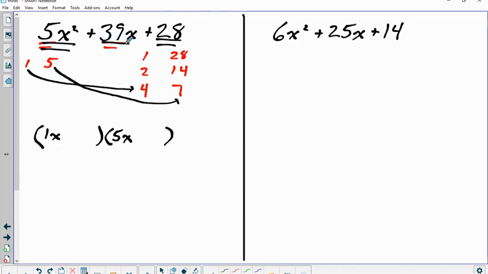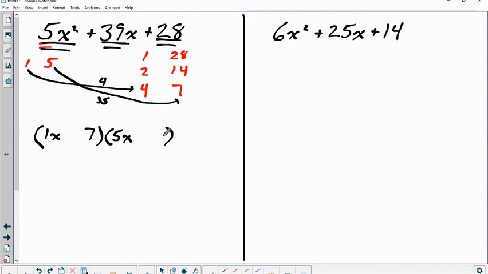However, to get the number in the middle, I need to multiply this 7 by 5 because remember we said that gave us 35. And then 1 times 4 gave us 4. So 35 and 4 is that 39 in the middle. So if I were to multiply this 7 by the 5, that 7 needs to be placed right here.